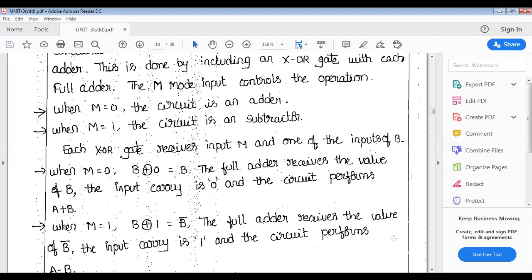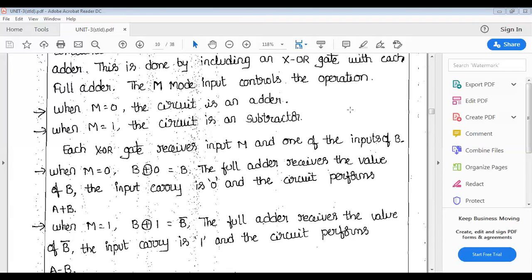Now, when M is equal to 1, you can see B exclusive OR of 1, that is B bar. The full adder receives the value of B bar, the input carry is 1, and the circuit performs A minus B. Within the same circuit, it performs the addition operation when M is equal to 0, and it performs the subtraction operation when M is equal to 1.